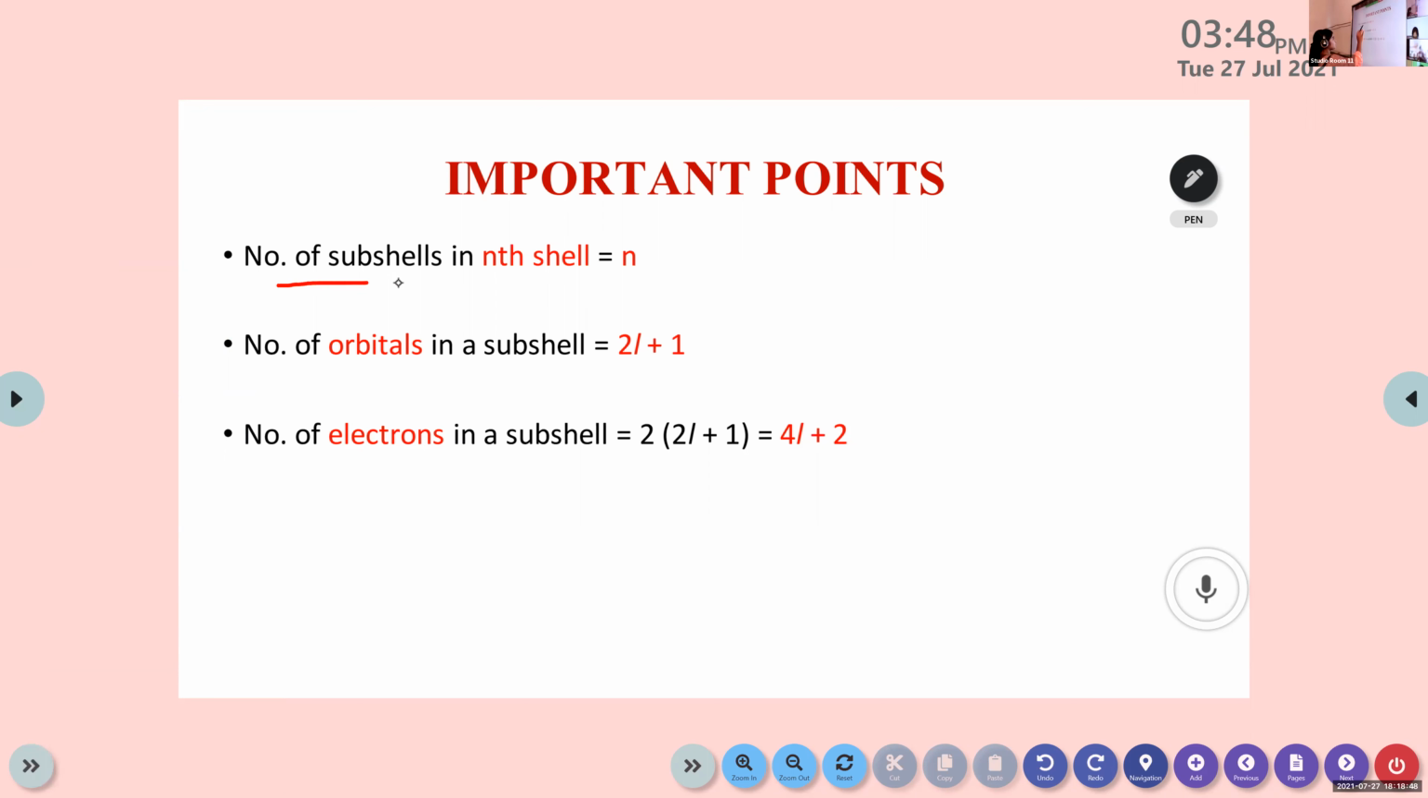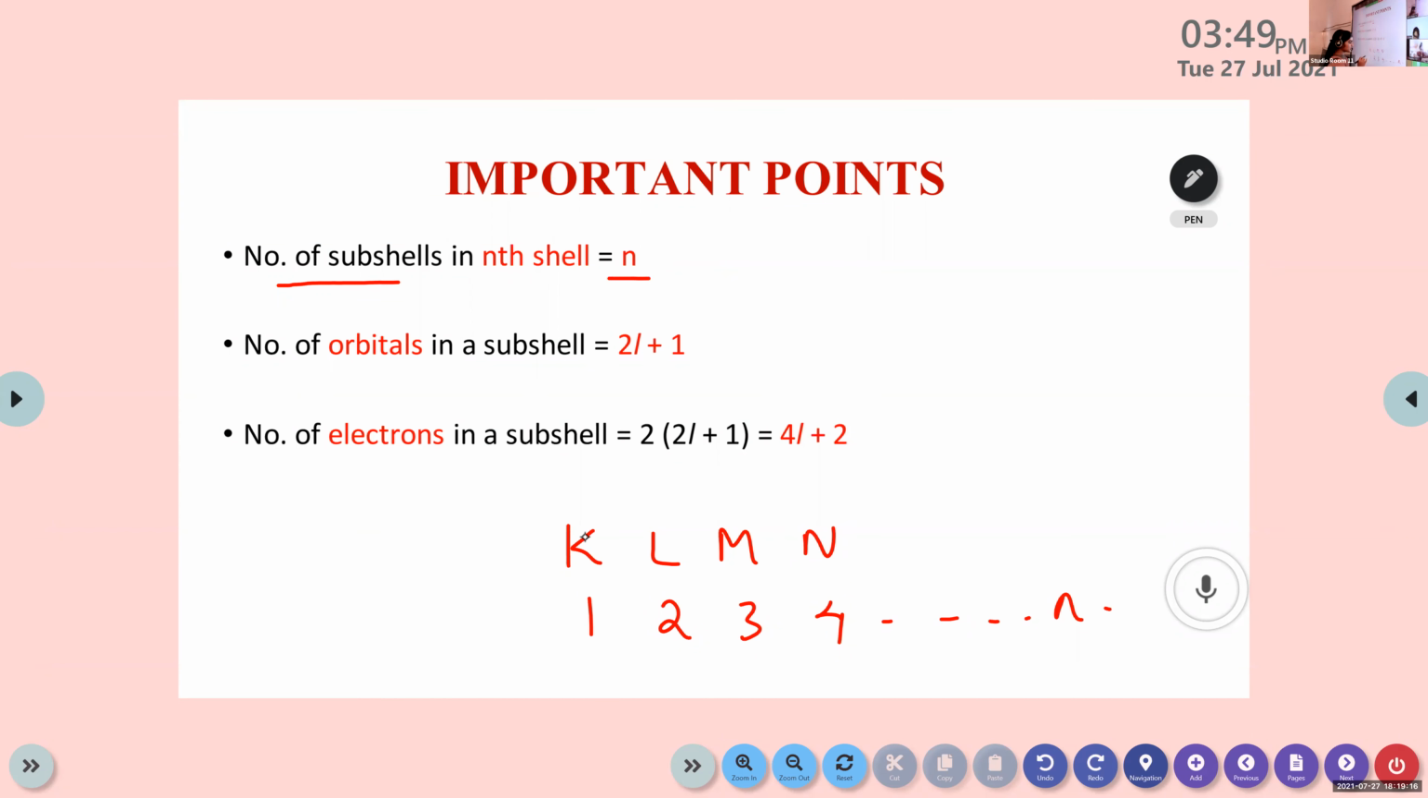First one: number of subshells in the nth shell. You know that there are different shells, K, L, M, N, etc., that we can designate as 1, 2, 3, 4 till n. So the number of subshells in the nth shell is equal to n.